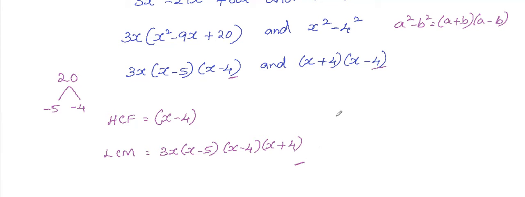So HCF is x minus 4 and LCM is 3x into x minus 5 into x minus 4 into x plus 4. I hope you understand this question.